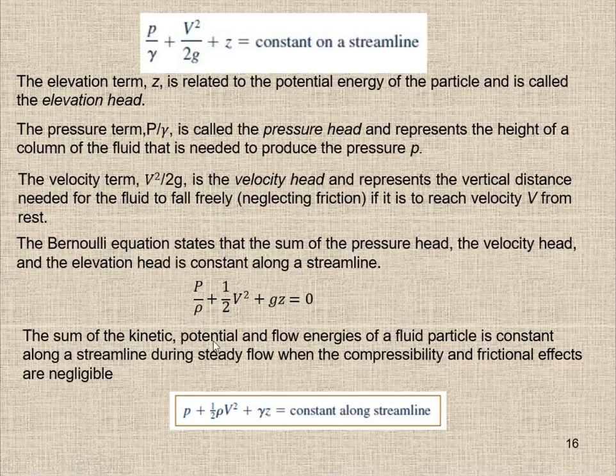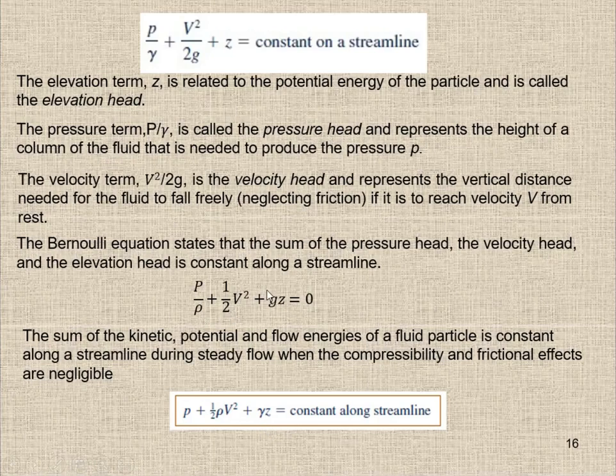The sum of the kinetic, potential and flow energies of a fluid particle is constant along the streamline during a steady flow when the compressibility and friction effects are negligible. This is written here, but this is the form of pressure. This is Newton per meter square, this is also Newton per meter square, this is also Newton per meter square.